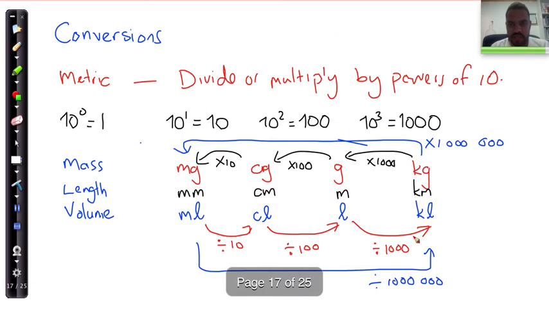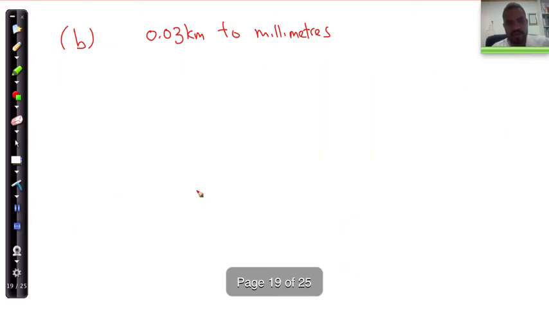Okay, once again, it's convert 0.03 kilometers to millimeters. Okay, so now let's go to our table again. I'm going from kilometers, you can see km, to meters, to centimeters, to millimeters. So that's 3 steps. From kilometers to meters is multiplied by 1,000. In each meter we have 100 centimeters, and that's going to be multiplied by 100, right? So let's do that one over there.